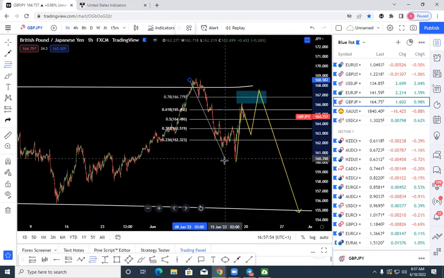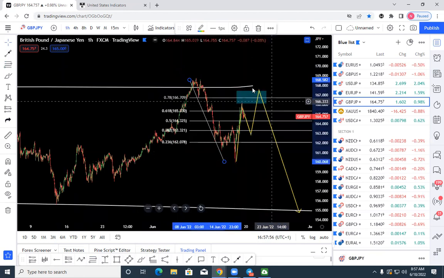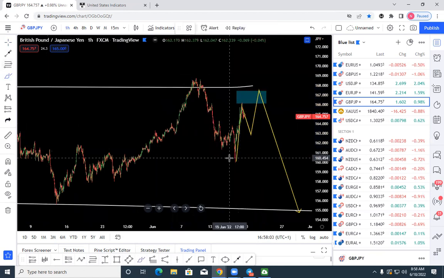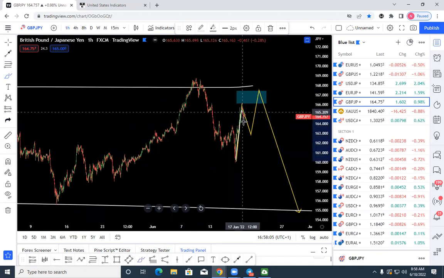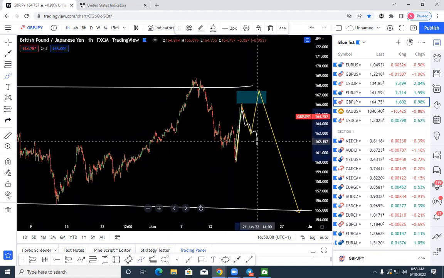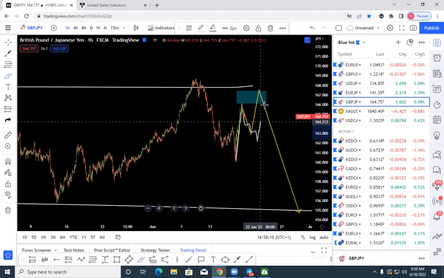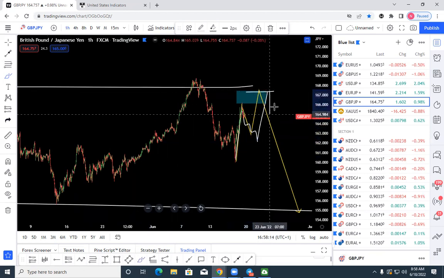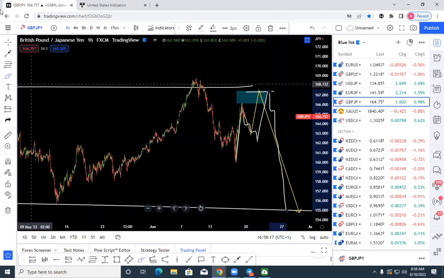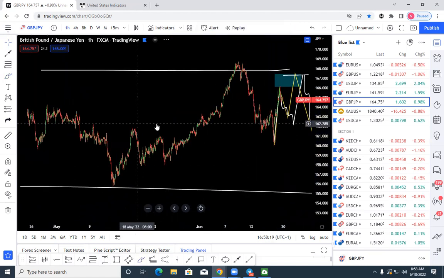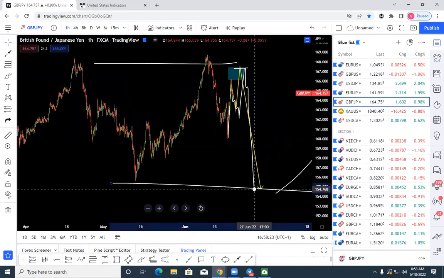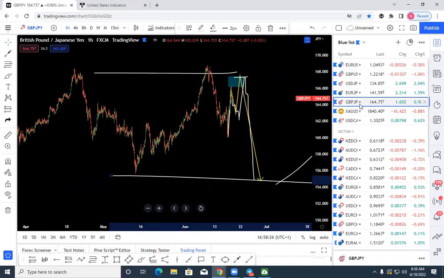From this leg to this leg, you see this is 78. So you want this 78 to happen. Why? You already have a strong impulse here. You want a correction to 50 to 61.8 and another strong impulse to this level. Then from this level, you can look for sell opportunity to the what? To the downside. Okay? That is GBP JPY. We'll look for opportunity to the downside.